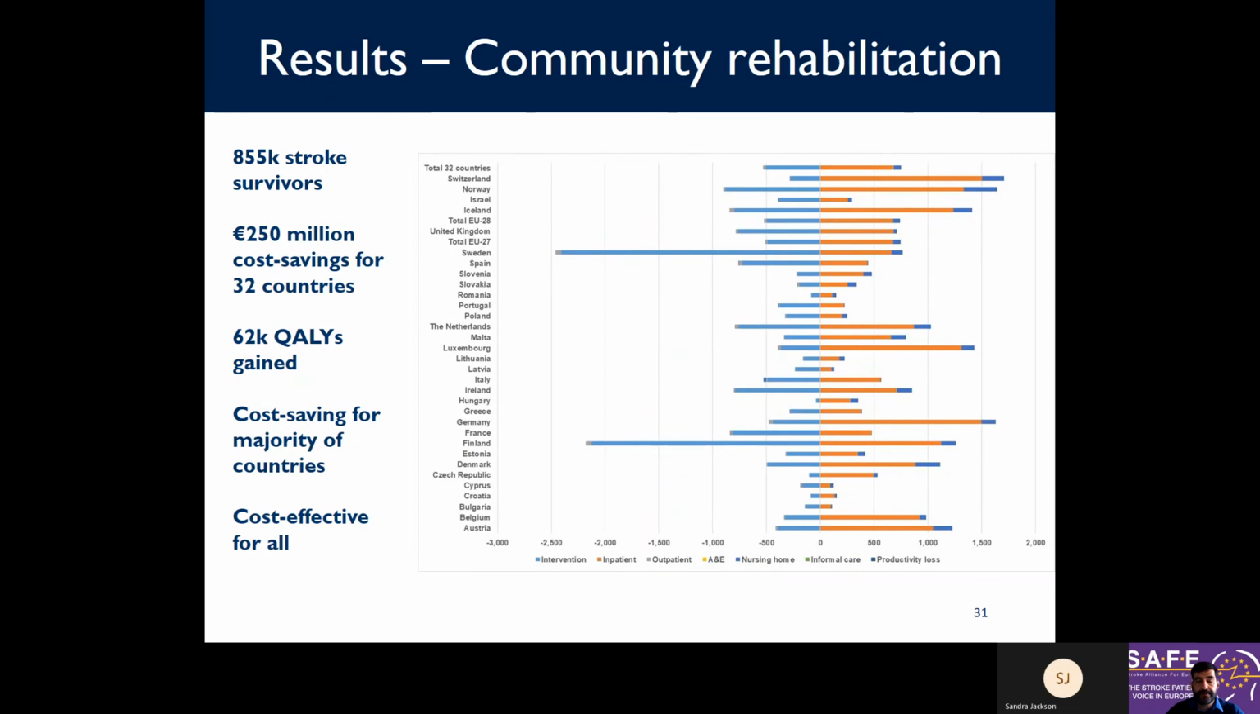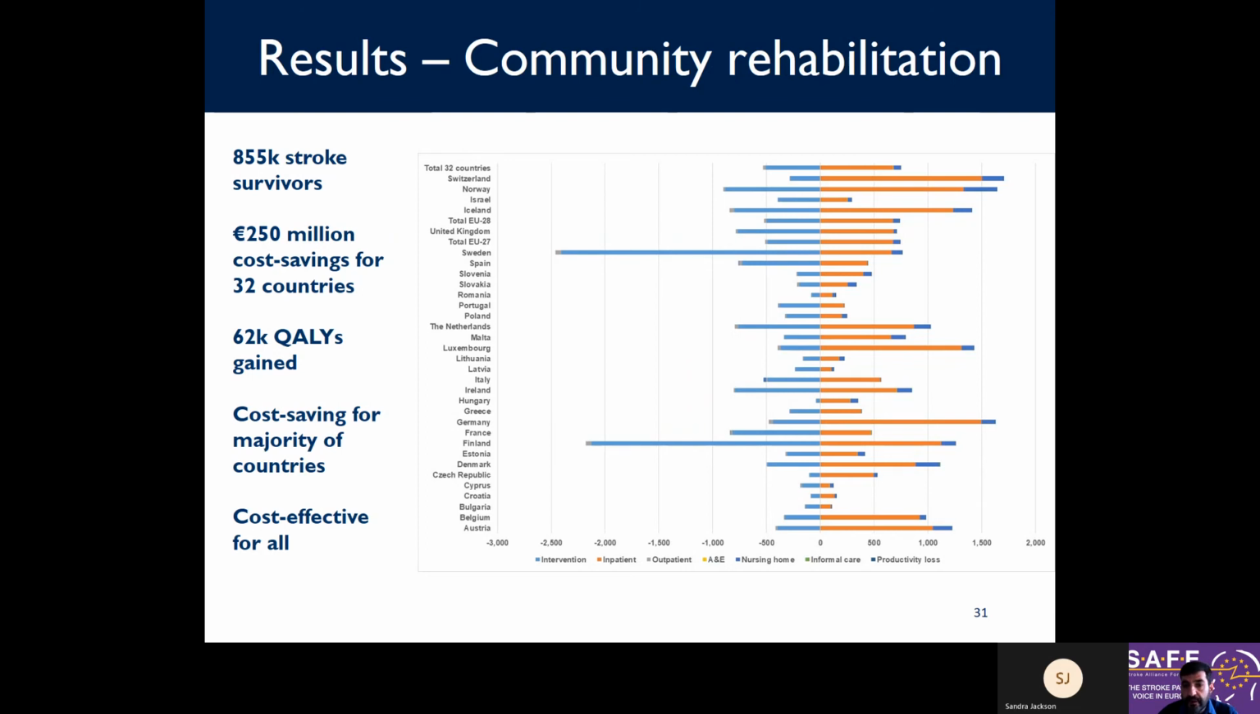Finally, for community rehabilitation, we found that around 900,000 stroke survivors around Europe would be good candidates for intensive community rehabilitation. This intense rehabilitation would generate $250 million cost savings for all 32 European countries, and would generate 62,000 QALYs for European countries.